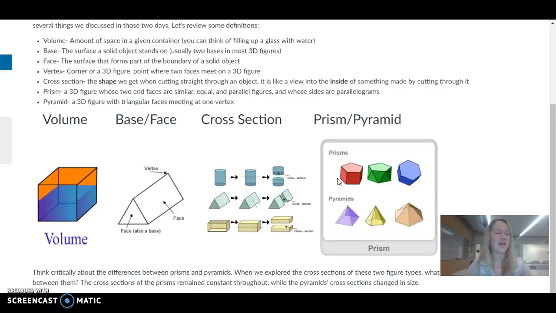Rectangle. Rectangle should be flashing in your head. So a rectangle is also a parallelogram, but not all parallelograms are rectangles. So that's a key distinction to make here.